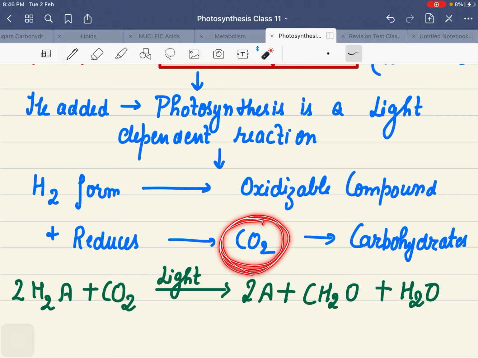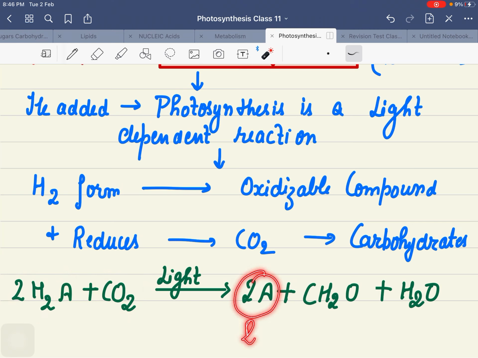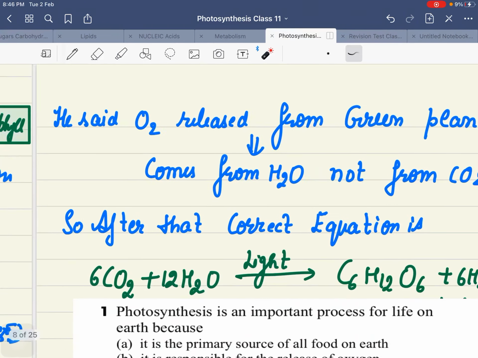Carbon dioxide is getting reduced. Do you know what we mean by reduced? Gain of electrons. So carbon dioxide is getting reduced and forming carbohydrate. Then there was this equation, where H2A, which we are writing here for water basically, releases oxygen, then this organic compound is formed and water is released.